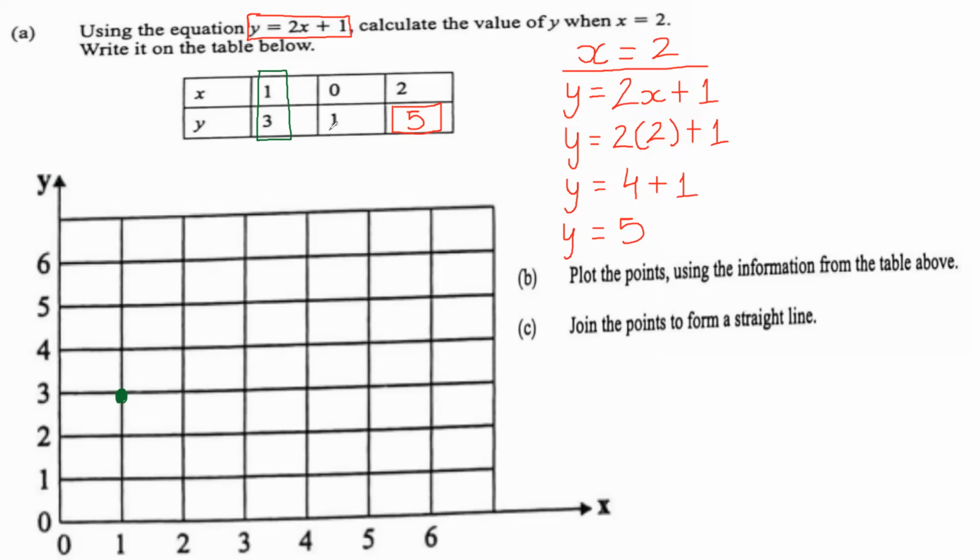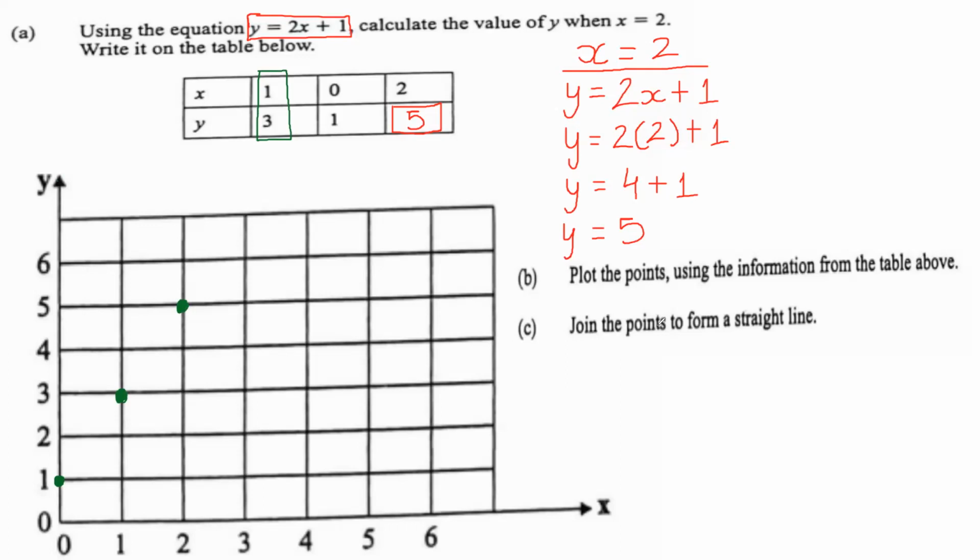Then we have the point 0, 1. Now 0, 1, what does that mean? Because some people might be confused. 0, 1 means that on the x-axis we go to 0 and on the y-axis we go to 1. So 0, 1 will be this point right there. And then the last point is the point 2, 5. On the x-axis we're looking at 2, and on the y-axis we're looking at 5. So the point 2, 5 will be right here. So we have 1, 3, we have 0, 1, and we have 2, 5. And that's how we are able to plot the points.